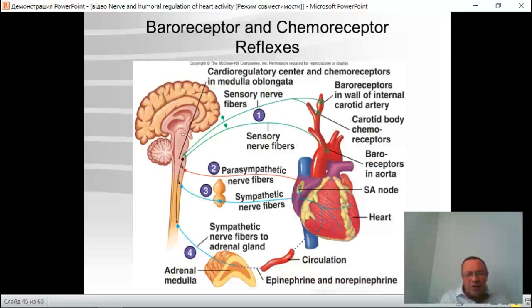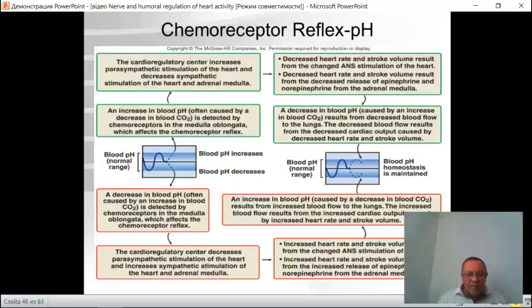On the scheme, you can see the connection between different parts of the brain and medulla, the adrenal medulla and the heart. Here you can see parasympathetic and sympathetic nerve fiber connections with different parts of the heart and different types of reaction. This table shows the reaction of chemoreceptors to changes in blood pH.